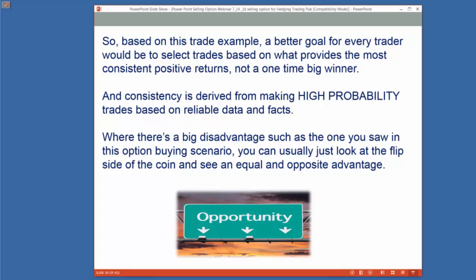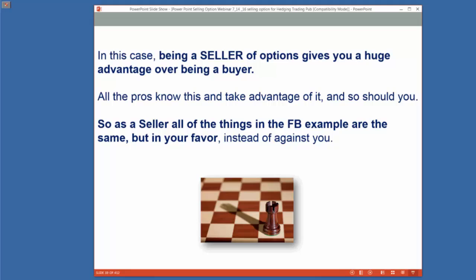And consistency, if you're going to stay in the game of trading, is derived from making high probability trades based on reliable data and facts. Now, where there's a big disadvantage, such as the one you saw in the option buying scenario, you can usually just look at the flip side of the coin and see an equal and opposite advantage. So in that case, being a seller of options gives you a huge advantage over being a buyer. The pros, the professional money, know this, and they're going to tend to always take advantage of this as much as they can, and so should you.